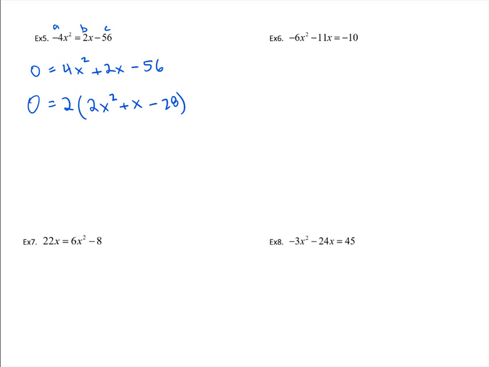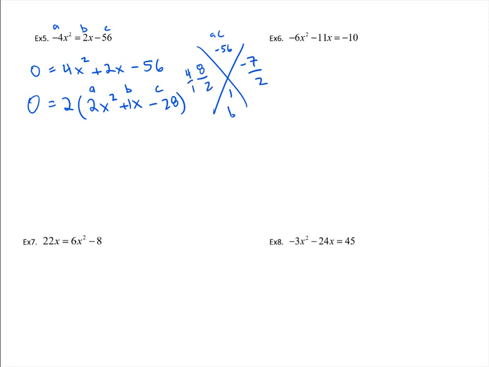And then basically, this is your A now, this is your B right here, this 1, and this is your C. And we're going to factor this. So use the x. A times C is negative 56. This is A times C. What's the B? The B is positive 1. So it looks like positive 8, negative 7. Divide by A, which is 2.